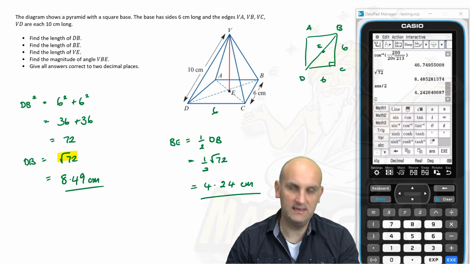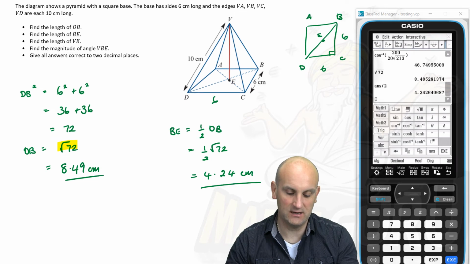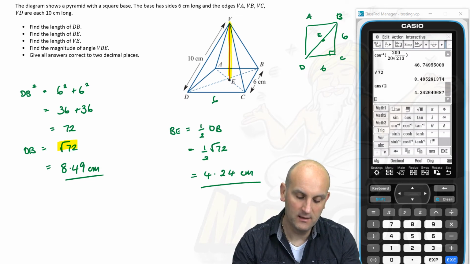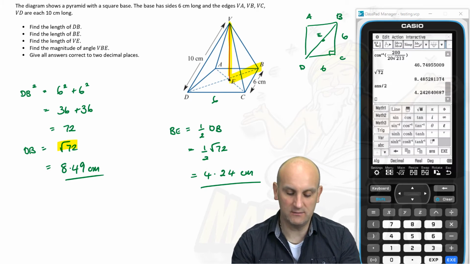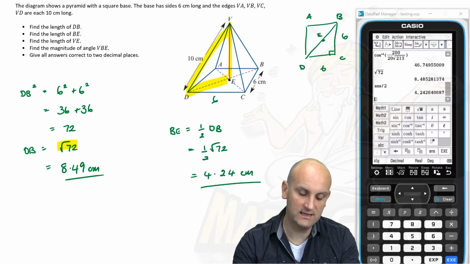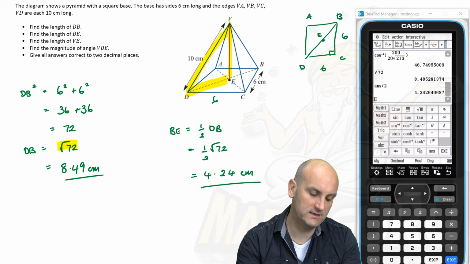The length of VE, and there you have it, ladies and gentlemen. So now it wants the length of VE, which is this length here. I've been given EB, but they're trying to trick me because I also know that that's the same length of D to E, right? Because it's halfway along that line. And I know that this length here is 10. Do I have a right angle triangle?